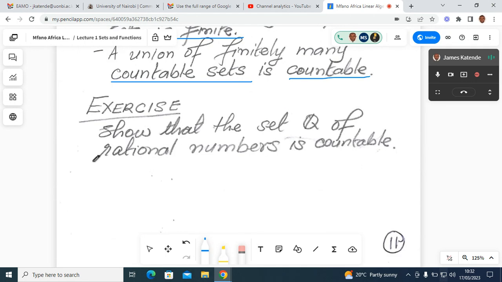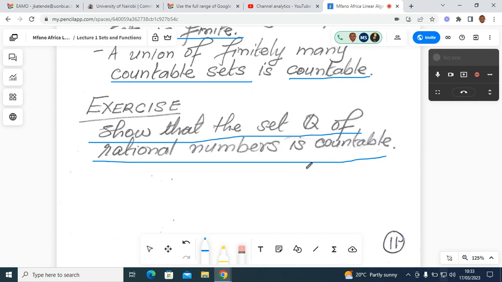So here's an exercise for you. You can do some research to show that the set of rational numbers is a countable set. If you do something nice and you wish to share it in class, next week you can do that.